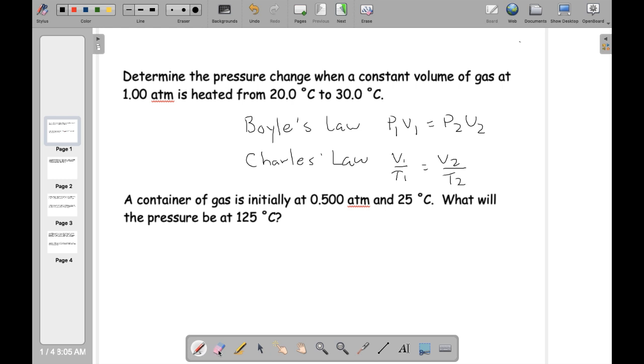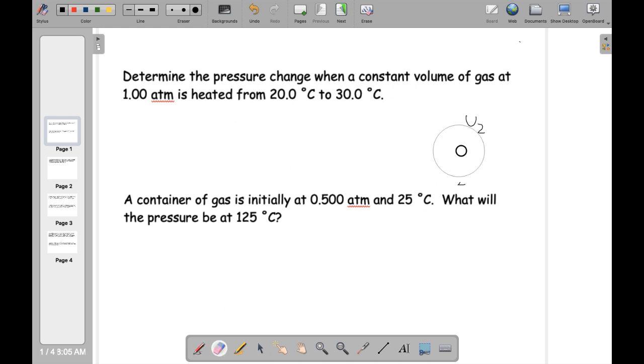Gay-Lussac was a French chemist, I believe. He said there was a relationship between pressure and temperature. So I have P1 over T1 equals P2 over T2. This looks very similar to Charles' law. Instead of having the volume up here, you have the pressure though.